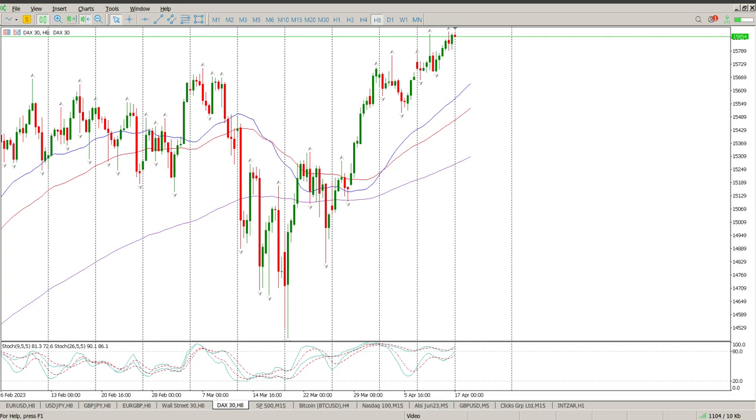Good morning, everybody, and this is your DAX day trade setups for today, Monday the 17th. I'm already at the end of the week. So just having a look at what's going on at the moment.